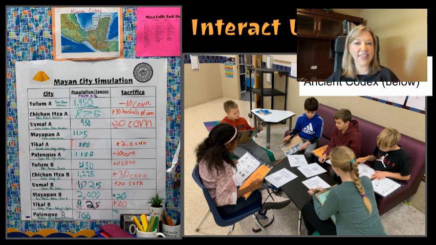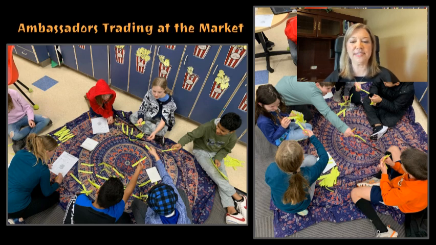But moving on, then I go into teaching Native Americans, and we end the unit teaching the Interact unit Maya, where the kids run their own Mayan cities to see who can gain the most population. So here we have the high priest solving the ancient codex below. They're sharing bits and pieces of secrets from their cities to solve riddles and clues, things like that.